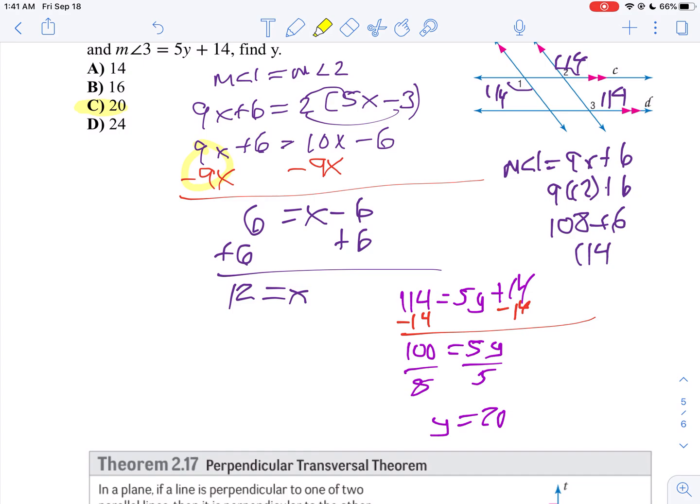But as you can see, you have to show work. Do not just write down C and expect me to believe you understand how to do this.